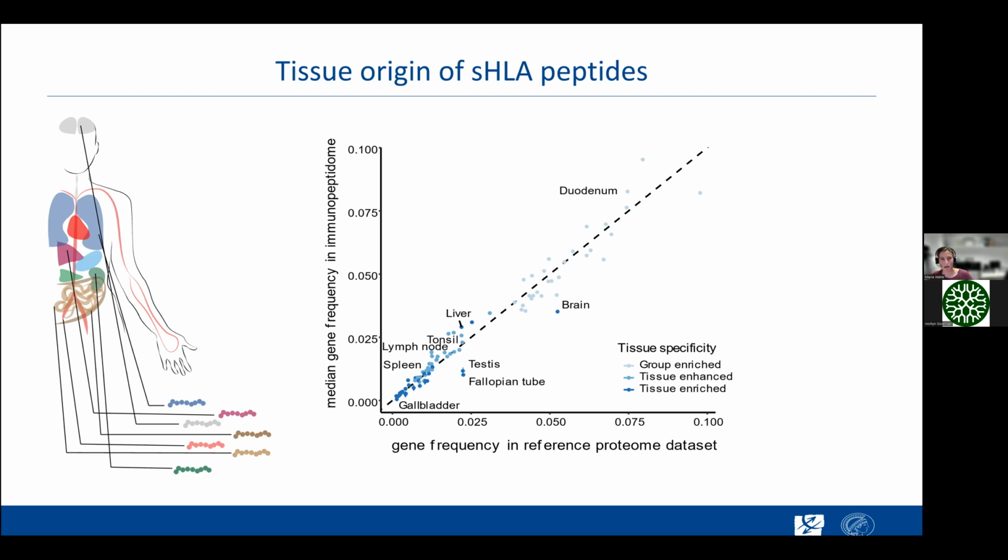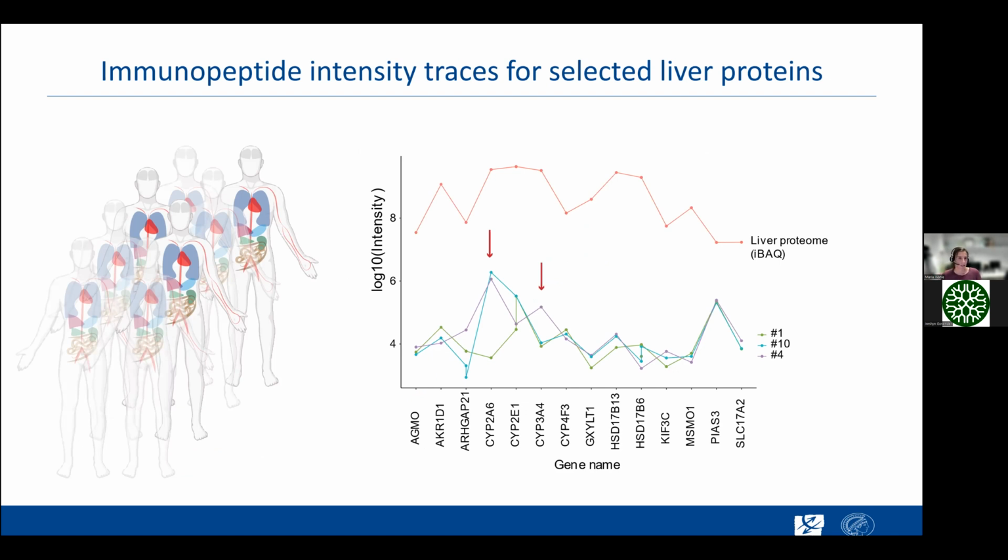Because if we now combine this with the previous analysis of shared peptides between individuals and correlating peptides between individuals, and we combine it with this assignment strategy here, what we can see is, in this case for 3 people, a comparison of the intensity traces for immunopeptides. So each dot here is an immunopeptide assigned to a specific gene between those different people, in this case the selected liver proteins that were commonly presented between these 3 people.